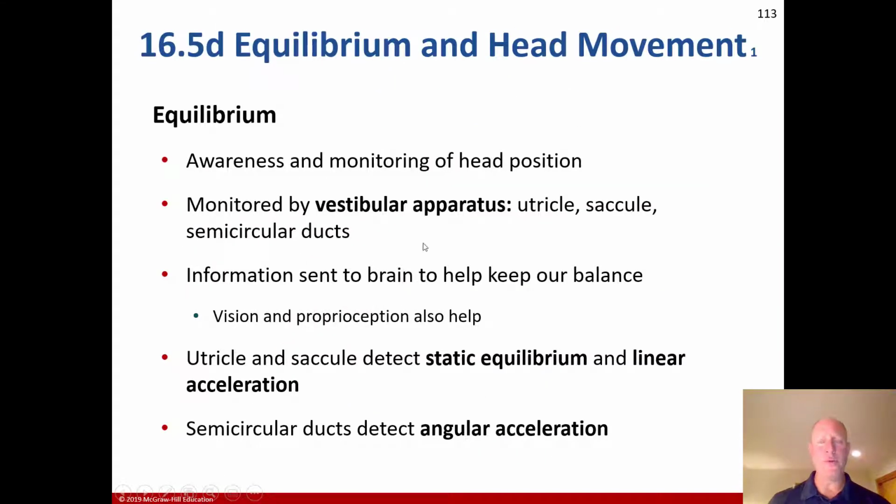Now, equilibrium, head movement. Equilibrium is just awareness and monitoring of head position. It's monitored by the vestibular apparatus: the utricle, saccule, and the semicircular ducts. Information is sent to the brain to help keep our balance. Vision and proprioception, of course, also help.